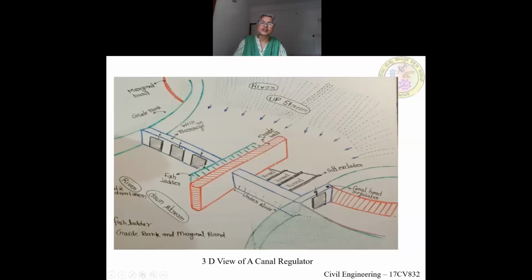In this wall there are gates. You can see these ones. These are called the gates. If these gates are lifted up or open, water can be discharged from the upstream end to the downstream end. If the obstruction wall, the water flow obstruction wall, has gates, then we call it a barrage. The wall can also not have gates. Then it is called a weir.